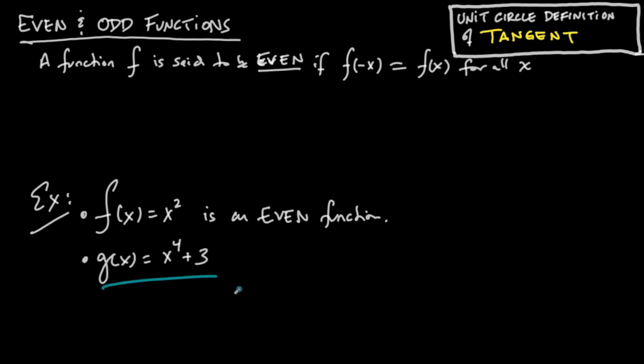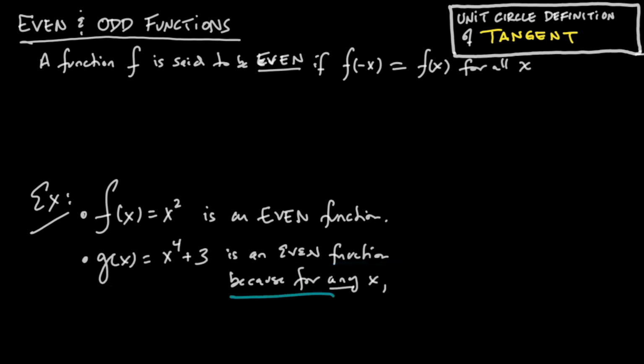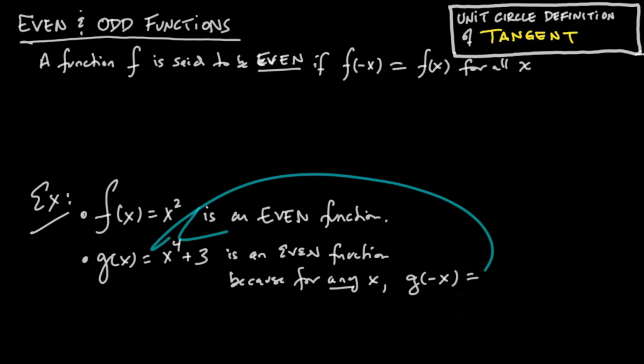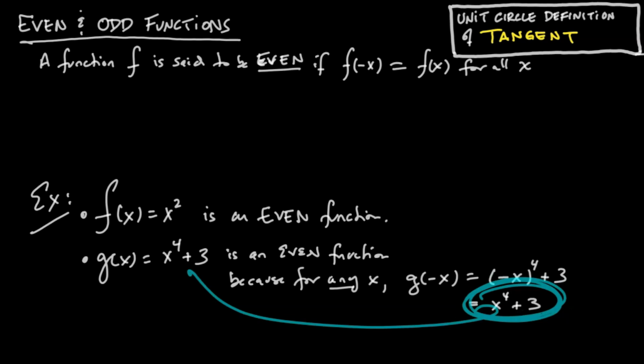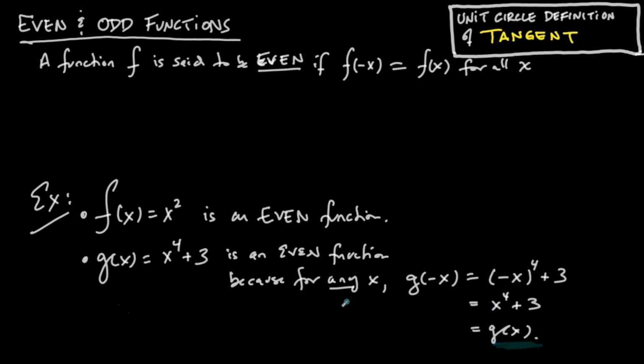Yes, we could say that this guy is an even function because for any x, g of minus x is going to be, well, by definition, minus x to the 4th plus 3. But minus x to the 4th is the same thing as x to the 4th, of course, and the plus 3 comes along for the ride, and lo and behold, x to the 4th plus 3 is itself g of x. So we have shown that for all x, g of minus x is g of x. So yes, this is an even function. And there's more we could say about even functions. You may have met them before.